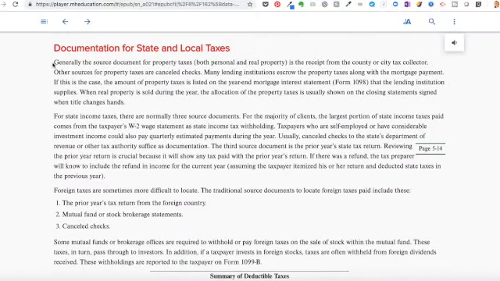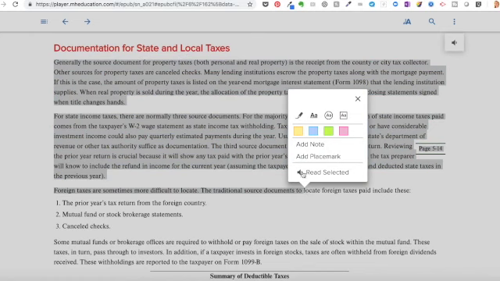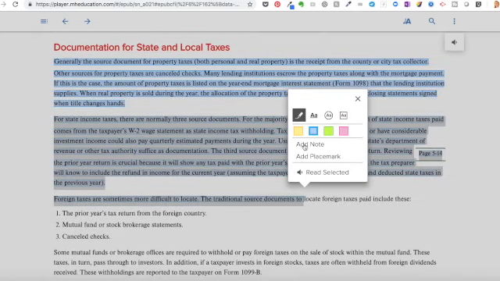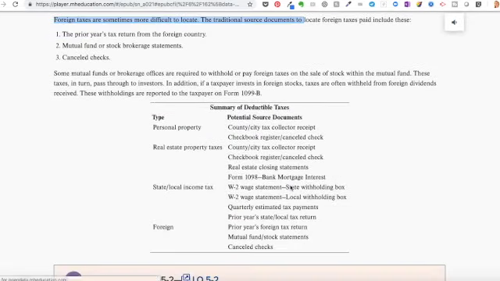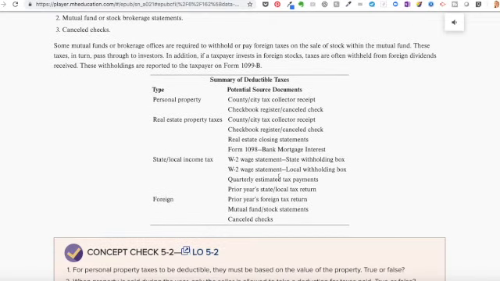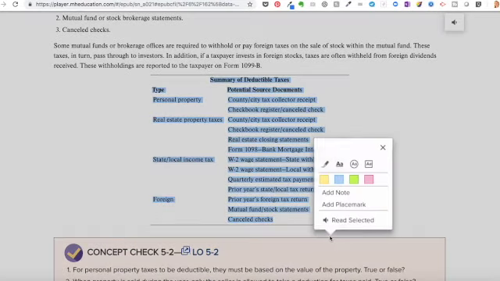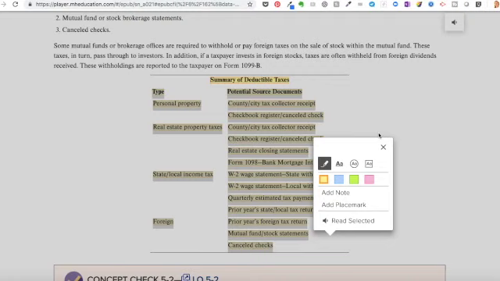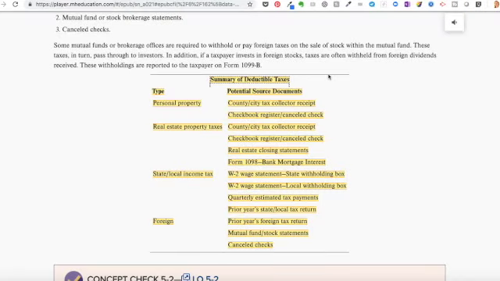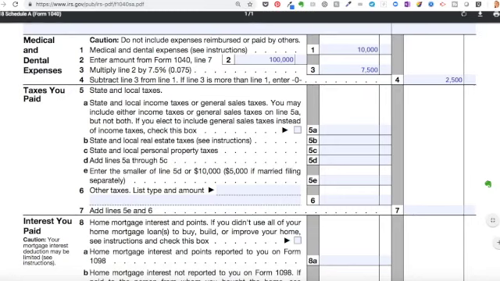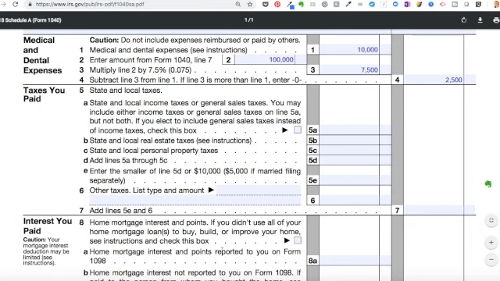And then they talk about documentation. This is a huge thing. Be sure to read through that. You always want to document everything. And they give some great examples down here of what you would actually have. I tell people, keep everything. Every paper related to everything.